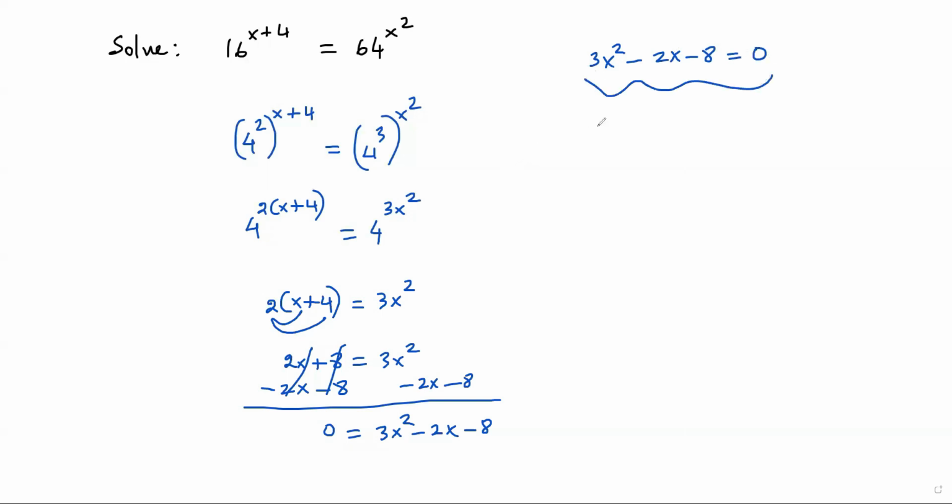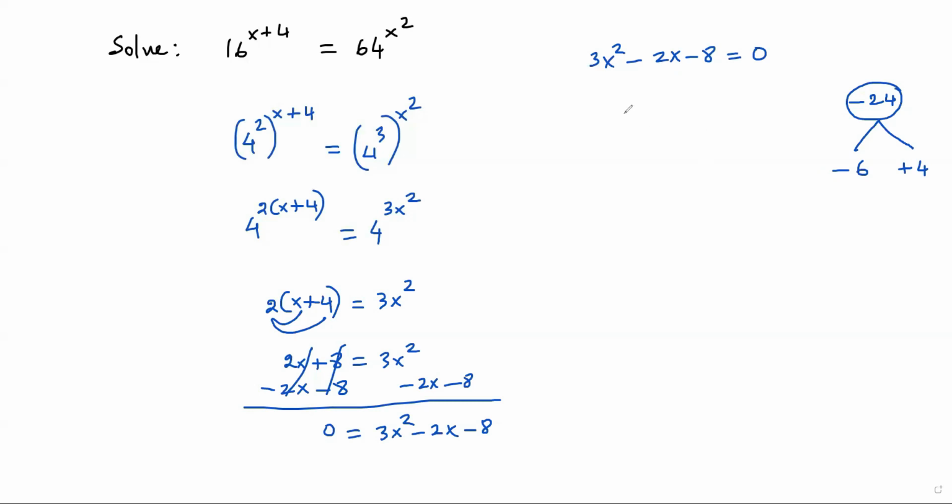Clearly, it's a quadratic equation. I think this quadratic equation can be solved by factoring. For that, I have to multiply the constant term −8 by the coefficient of x², 3. 3 times −8 is −24. Now I have to get two factors of −24 such that their product is −24 and when I add these two factors, it must equal the middle term −2, which is the coefficient of x. I think −6 and +4 will work. When I multiply −6 and +4, it's −24. When I add them, it is equal to −2.